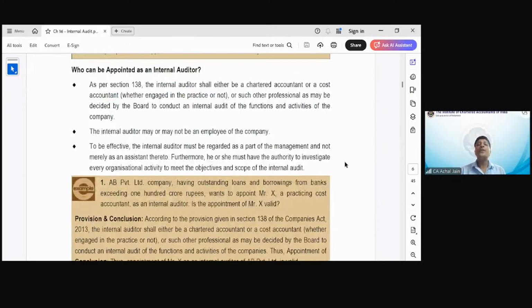Now, who can be appointed as the internal auditor? As we discussed, it can be a chartered accountant, cost accountant, or such other professional as may be decided by the board of directors. He may be an employee of the company also. It means it could be a third party or an employee of the company. To be effective, internal auditor must be regarded as part of management and not merely an assistant.